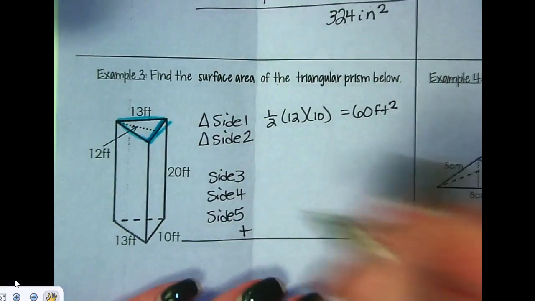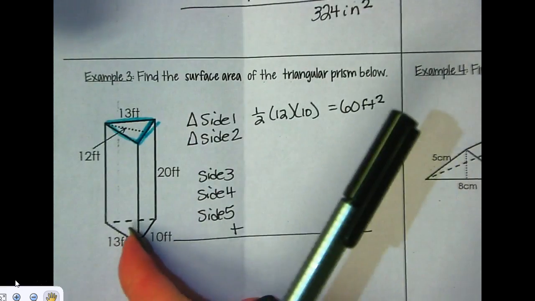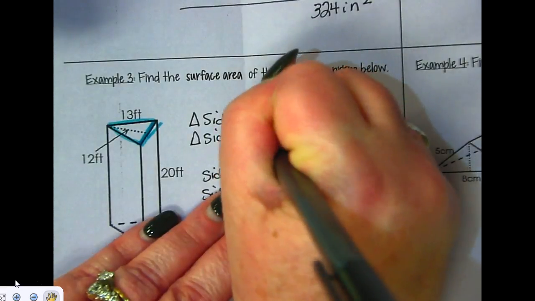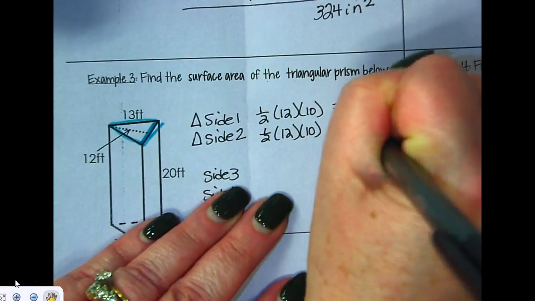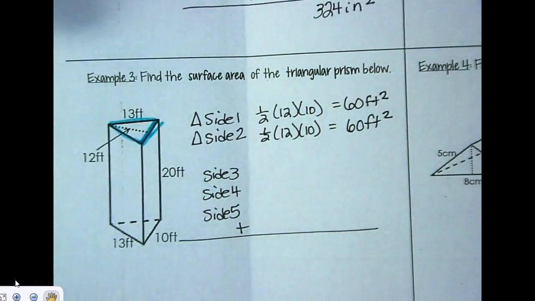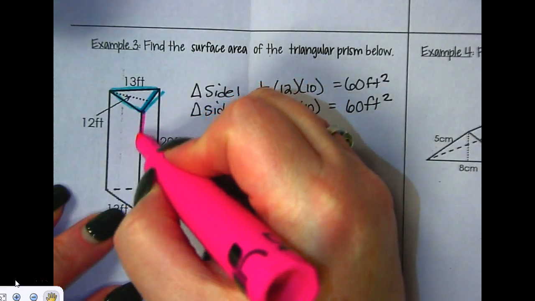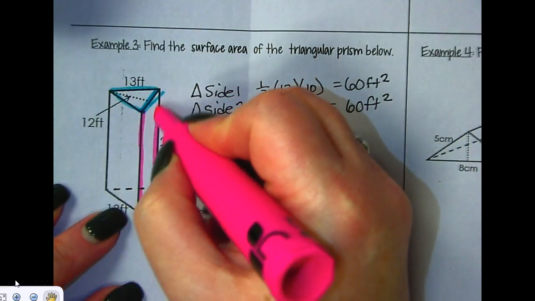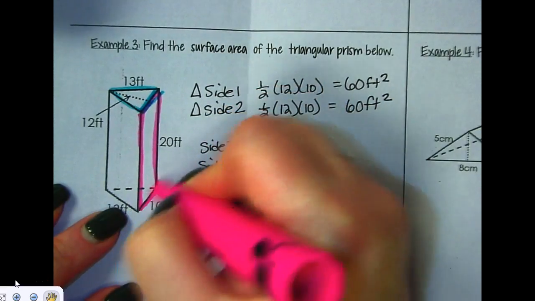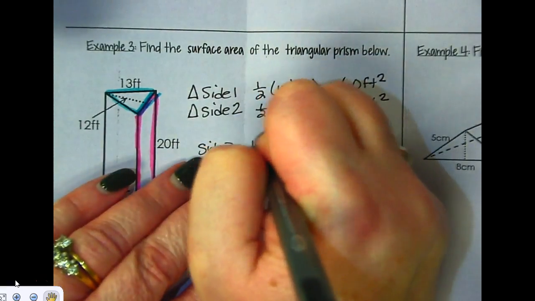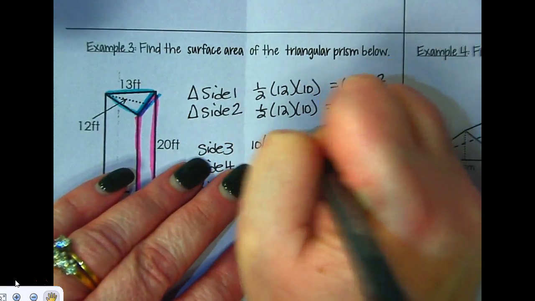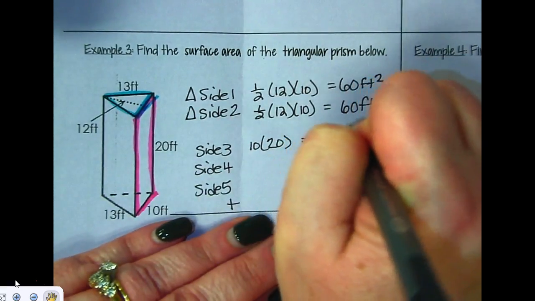That's fine too. All right, so if that one is 60, then this bottom one is also 60. 1/2 of 12 times 10. That one's also 60 feet squared. All right. Now we've got to look at 3 different sides down here. So let's look at this right side. What are the dimensions? 10 times 20. And that equals 200 feet.